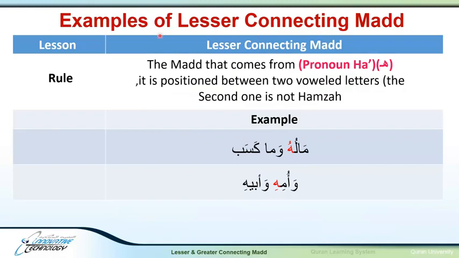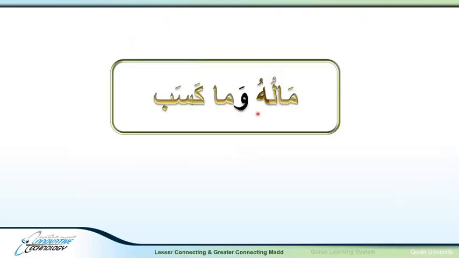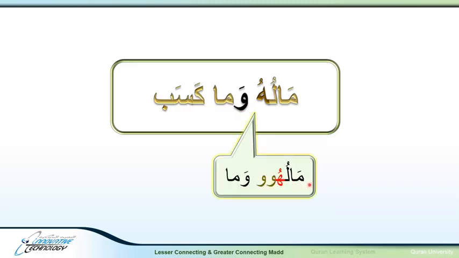Now let's take more examples and start with examples of the lesser connecting med. ما له وما كسب. There is a هاء الضمير followed by a word not starting with a hamza. ما له. In that case, we say ما له وما, 2 units, indicating a lesser connecting med.